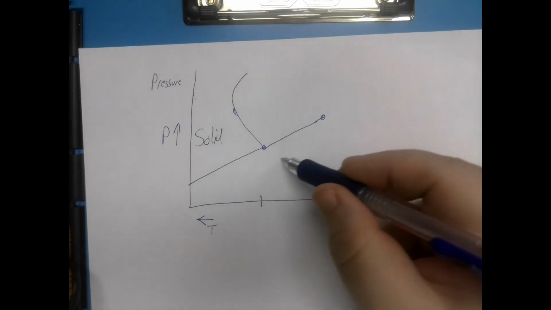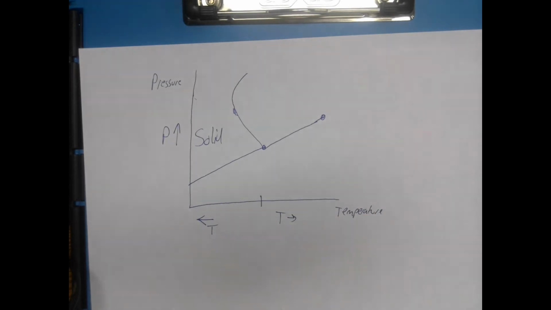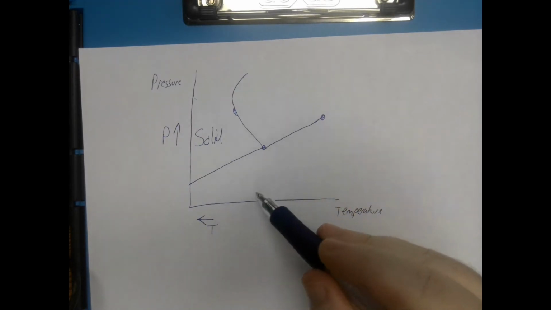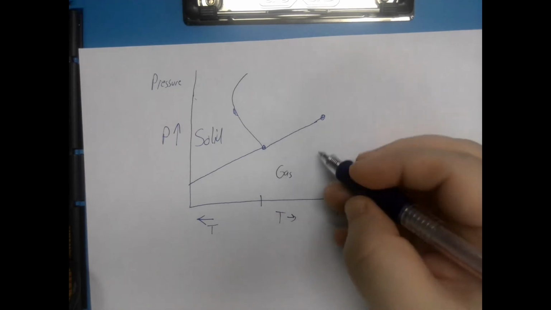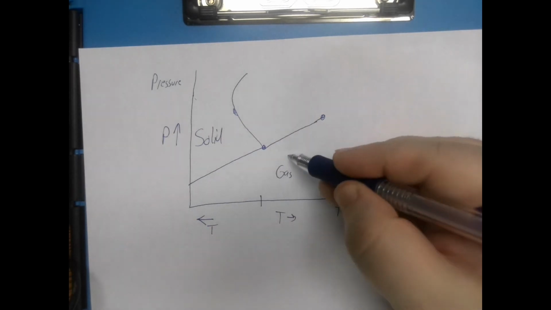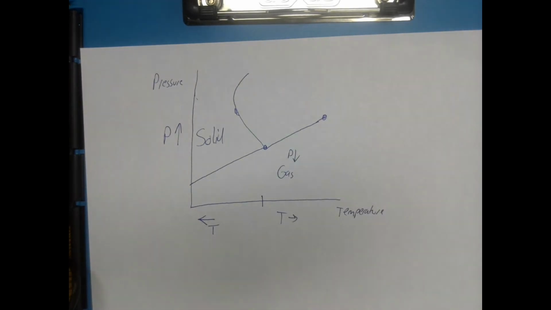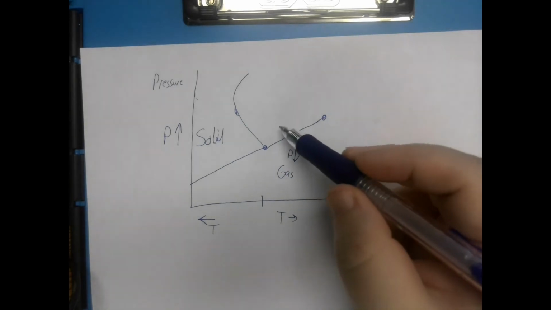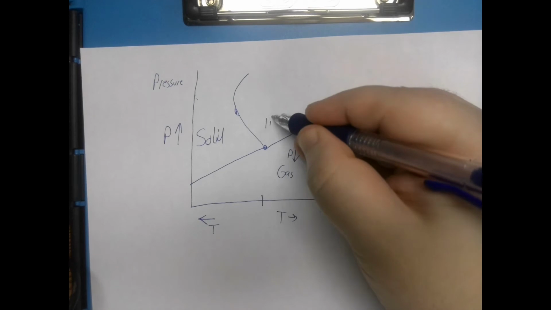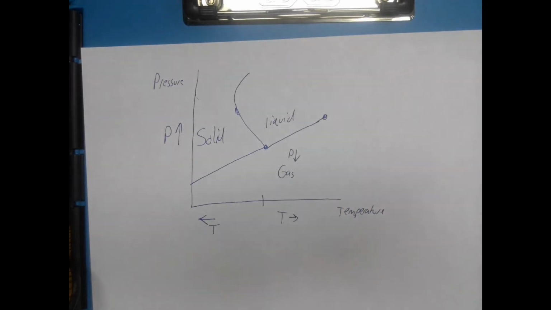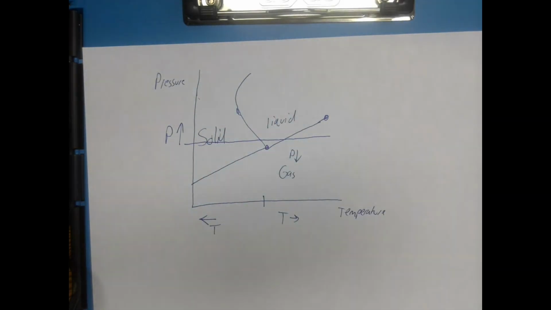So over here, the temperature is increasing, and the pressure is getting less. So what's this? This is gas. So pressure is going down, temperature is increasing. And what would be in the middle between these two? Liquid. Another way is to draw a line that goes through all three regions.